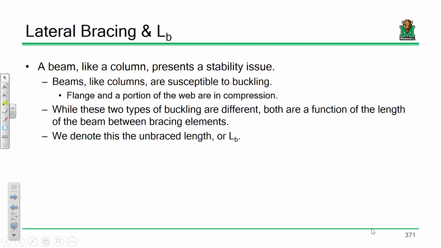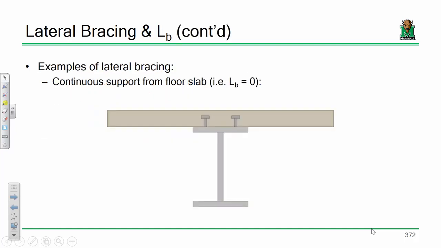All right. The two different types of buckling are different, but there are some behavioral similarities. The longer the unbraced length, the weaker the element. In this case, the weaker the beam. Now, in this example, I was just holding it with my hand and preventing it from moving left to right. But what actually provides bracing?